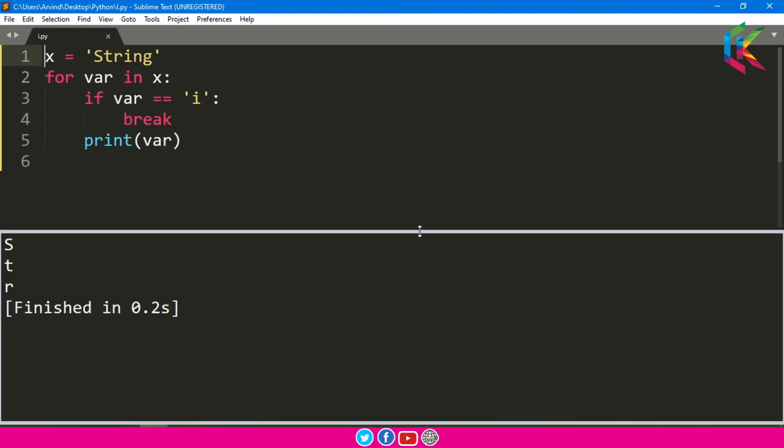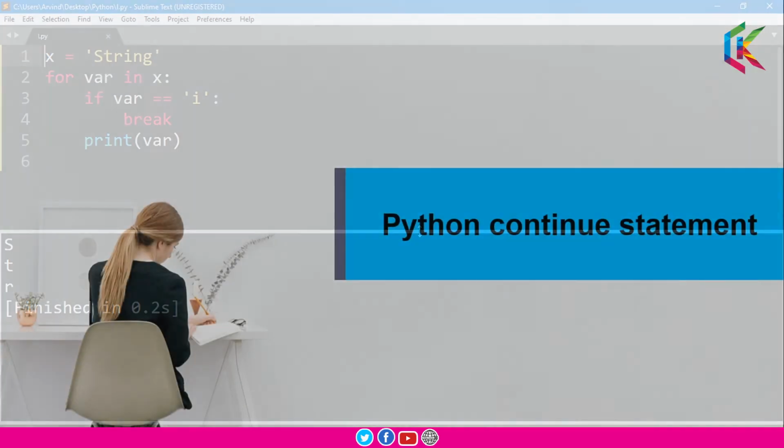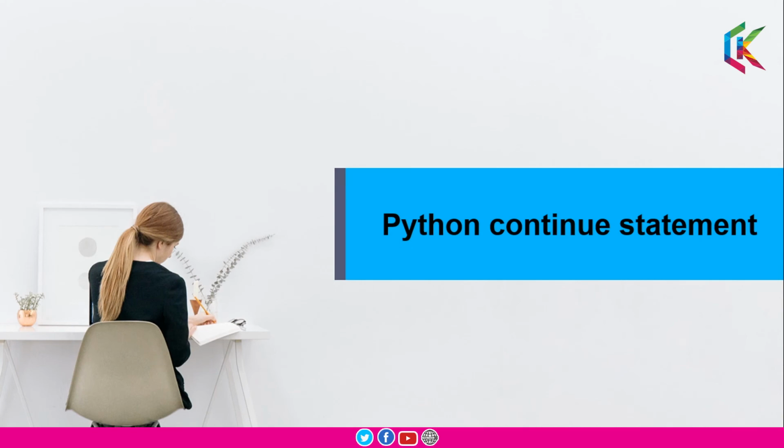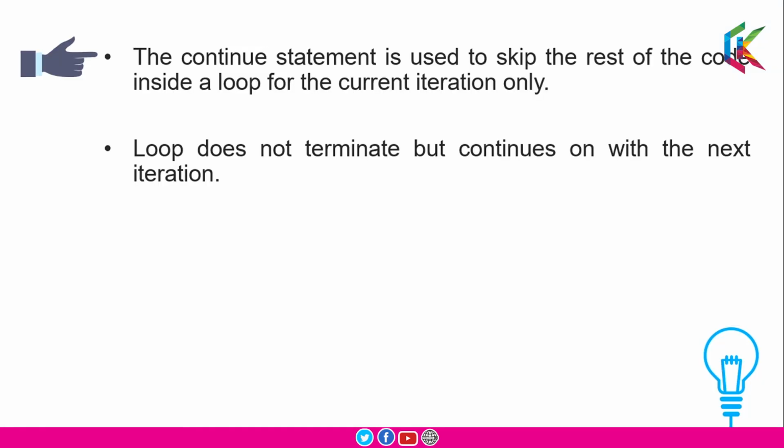Moving on to the next topic, the continue statement in Python. The continue statement is used to skip the rest of the code inside a loop for the current iteration only. The loop does not terminate but continues on with the next iteration. Let's open up Sublime Text and see the working of the continue statement.